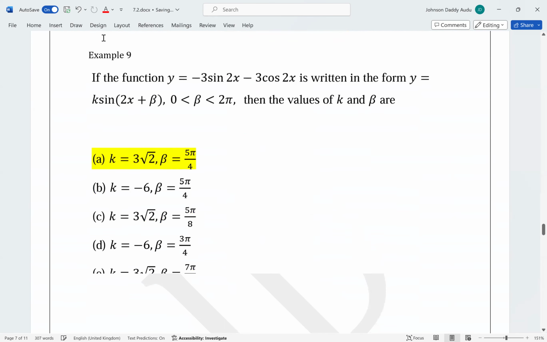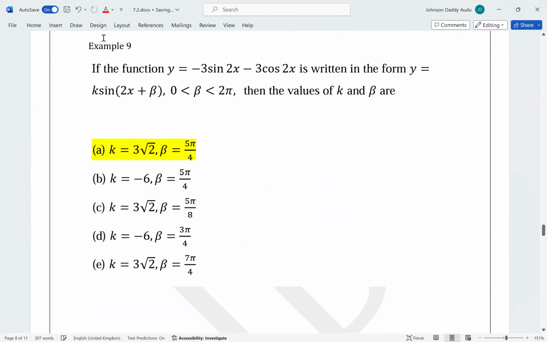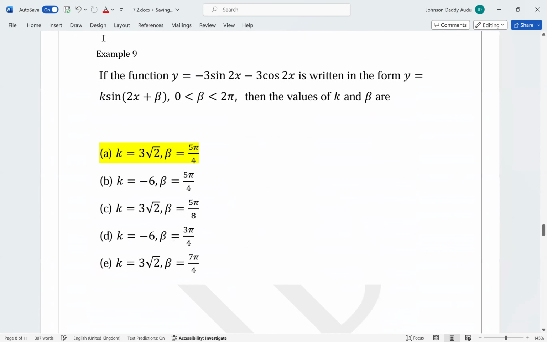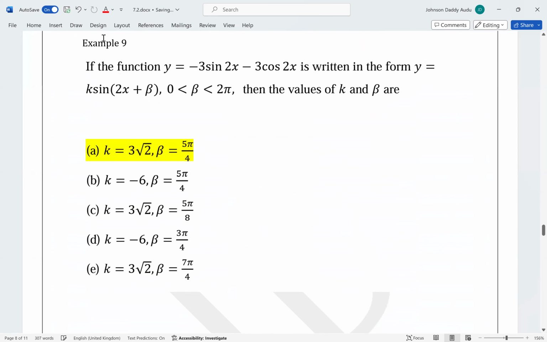All right, so let's take another, similar example, example 9. This is directly from old exams. Now here, just like we said, always take A to be the coefficient of sine x and B to be the coefficient of cosine x. So A, in this case, is -3. B is also -3.